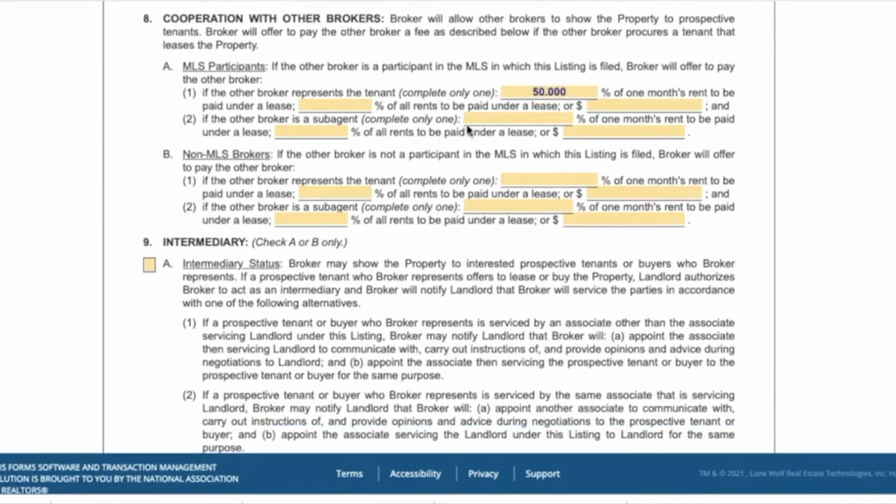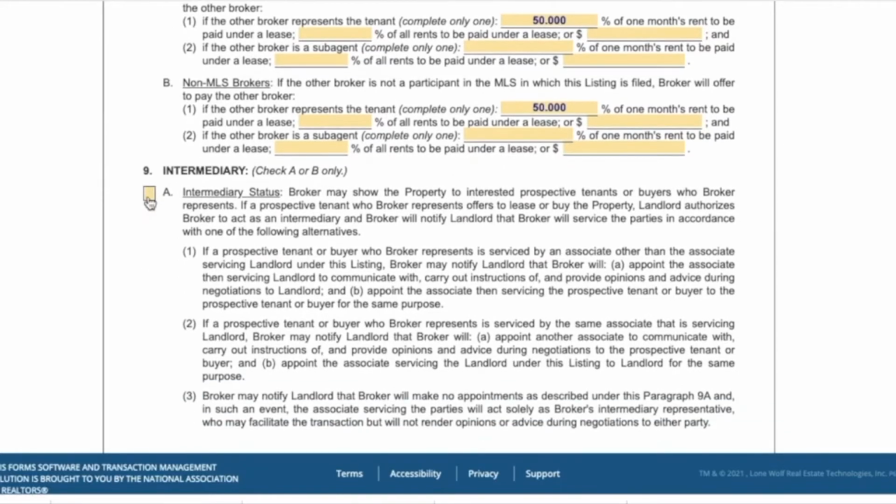If they are a sub-agent, then how much are you going to compensate them? Typically 0. And again, if they're non-MLS brokers and they represent the tenant, 50%. And if they're a sub-agent that's also non-MLS broker, I typically leave 0. Intermediary status. This is going to allow anybody from your particular market center to bring the tenant. I strongly suggest allowing that to happen.